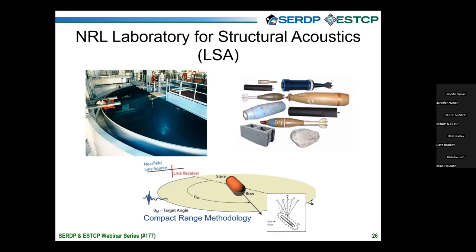Monostatic data is data that is collected on the object where the source and receiver angle are collinear, and I'm just moving the target. Bistatic situations occur when I have a receiver angle that is different than a source angle. In this case, the laboratory can support measurements that include full incident removal forward scattering.